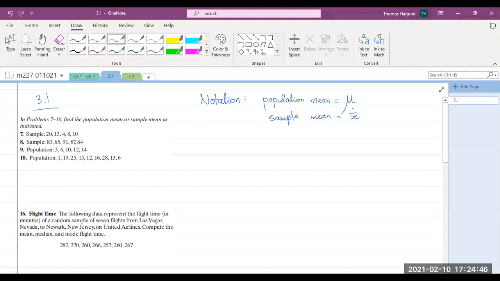Now, the way to compute them happens to be the same. It's the sum of all data divided by population size for population mean. For sample mean, it's the sum of all data divided by sample size, where population size is denoted by capital N, and sample size is denoted by lowercase n.